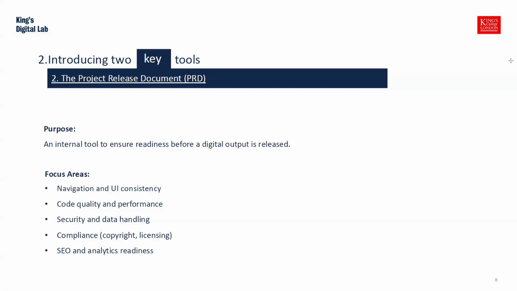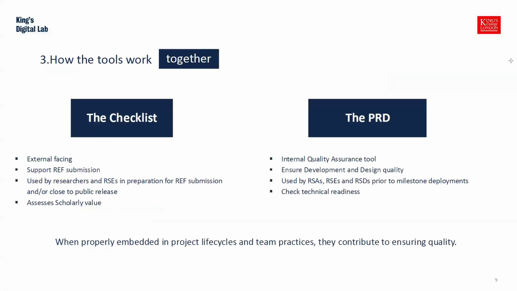As Paul already introduced, developers, analysts, designers, and this is used before a project is released. It ensures really that all technical and design elements are complete. So from bug fixes, mobile usability, licensing, accessibility, compliance, and in a way, it helps us standardize across all projects. And now, how do they complement each other, very quickly?